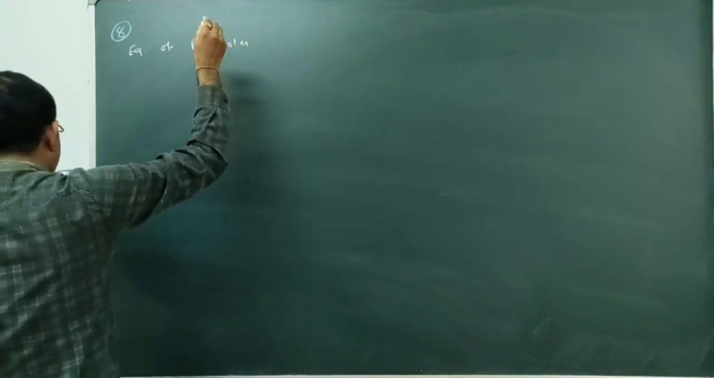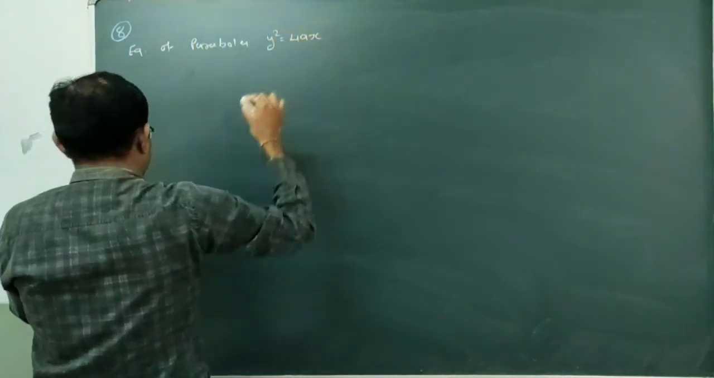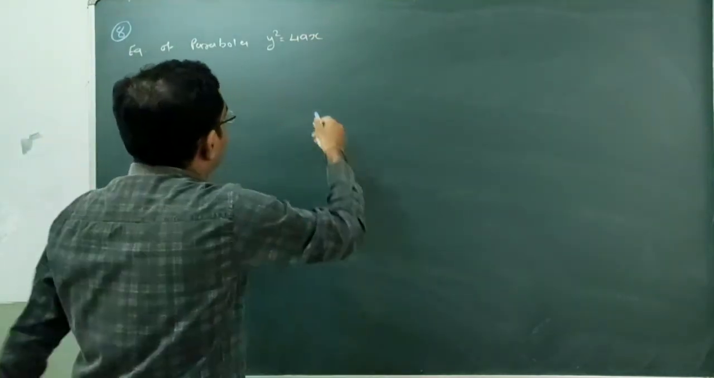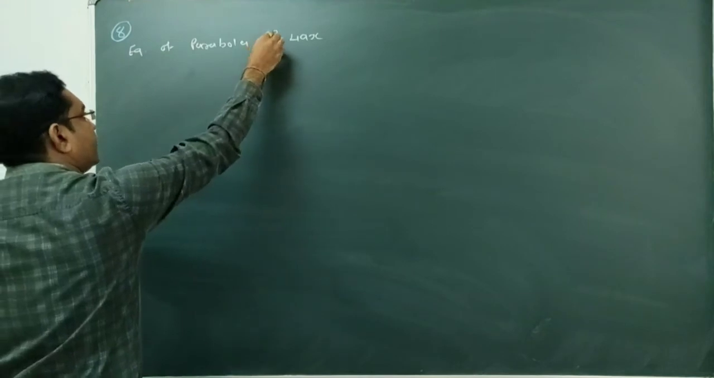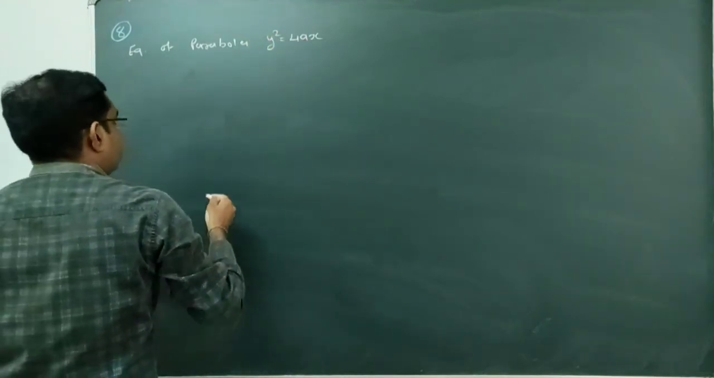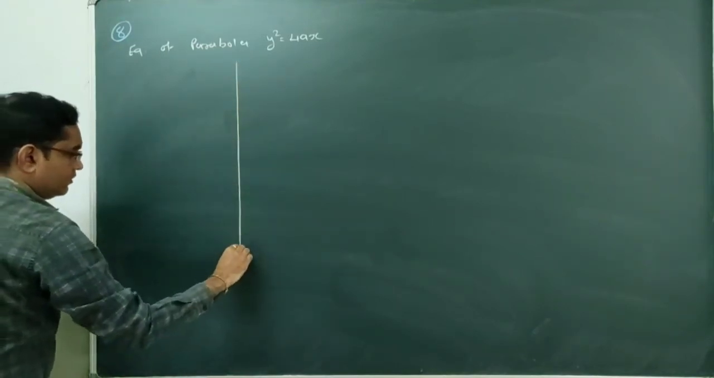So what is the equation of parabola? It's y square equal to 4ax. पहला तो पैराबोला आपको पहचानना पड़ेगा. तो ये कौन सा पैराबोला है? For positive and negative values of y, x is positive. So from this equation, we can say it's the equation of a rightward parabola.